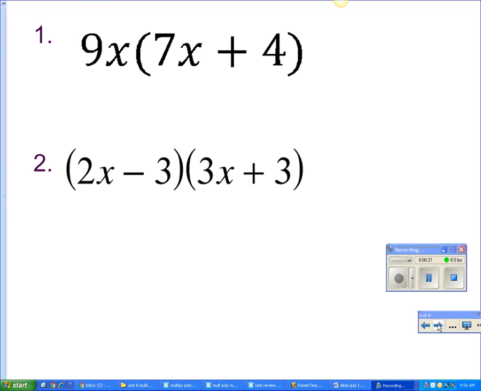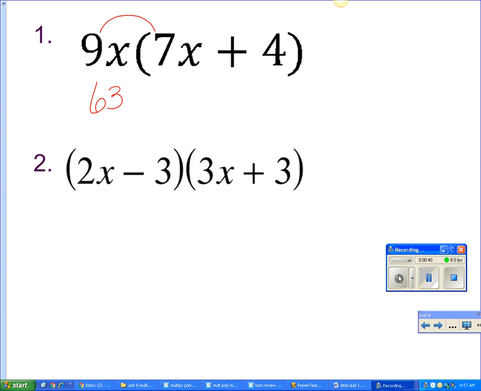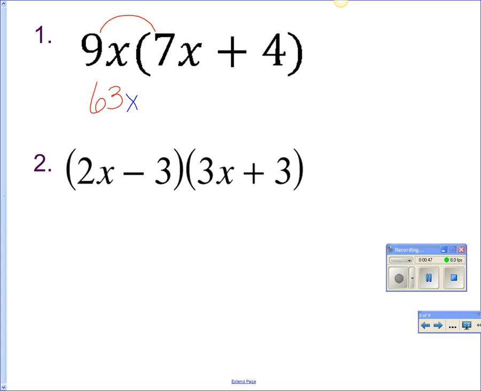All right, Daniel, what do you have to do first on number 1? Good. Without a calculator, Daniel, what's 9 times 7? Give it your best guess. 63. Remember with the 9s, you can do the trick. So Daniel, what else? It would be 63. What else do I have to put beside the 63? Very good. X to the second, because here's an X and there's an X, so it's X to the second.